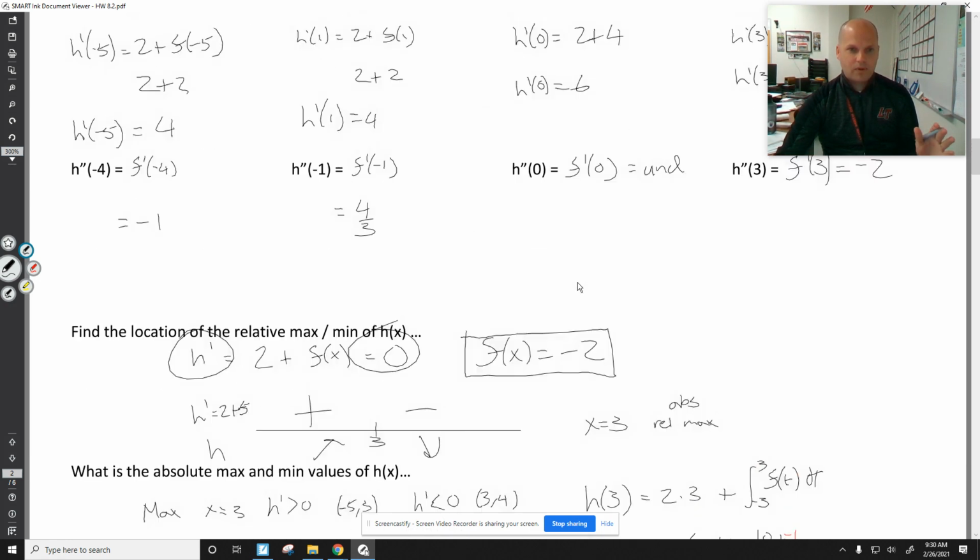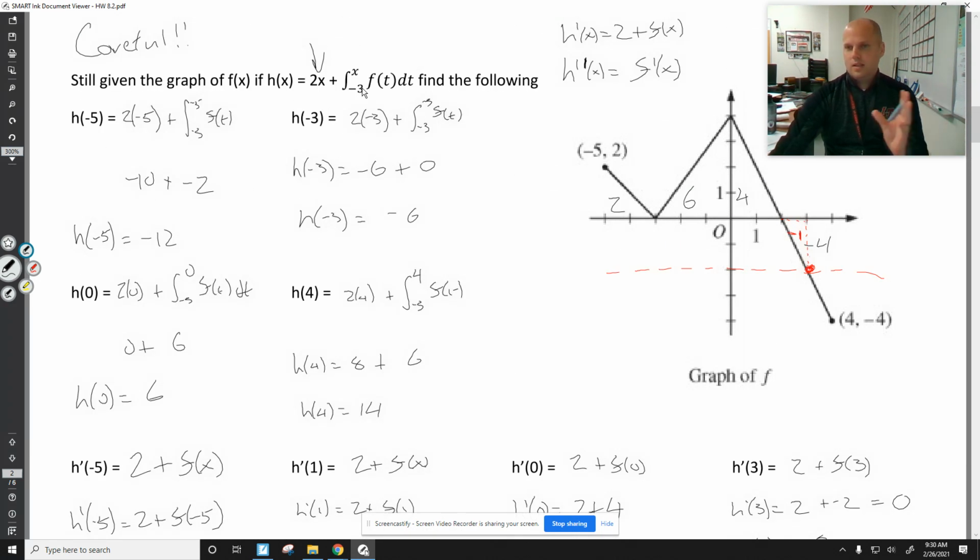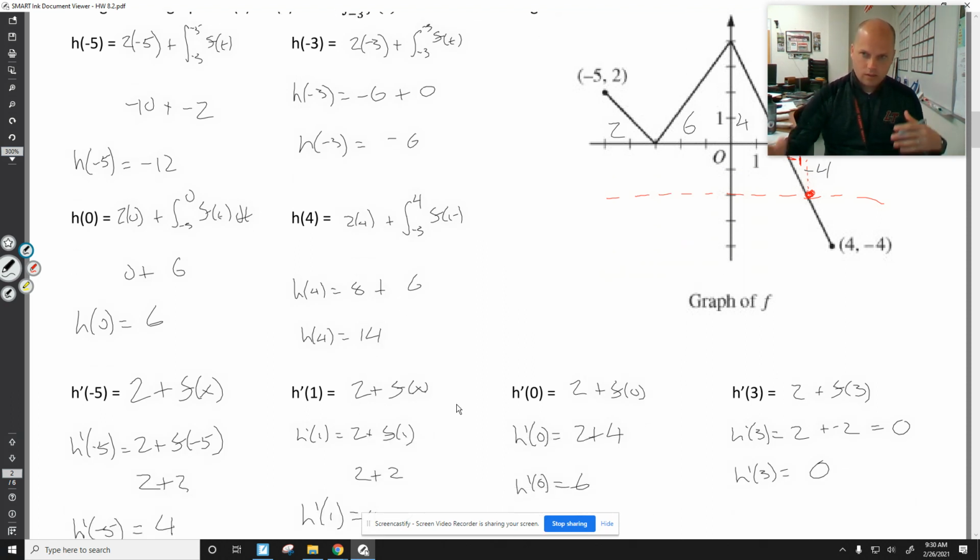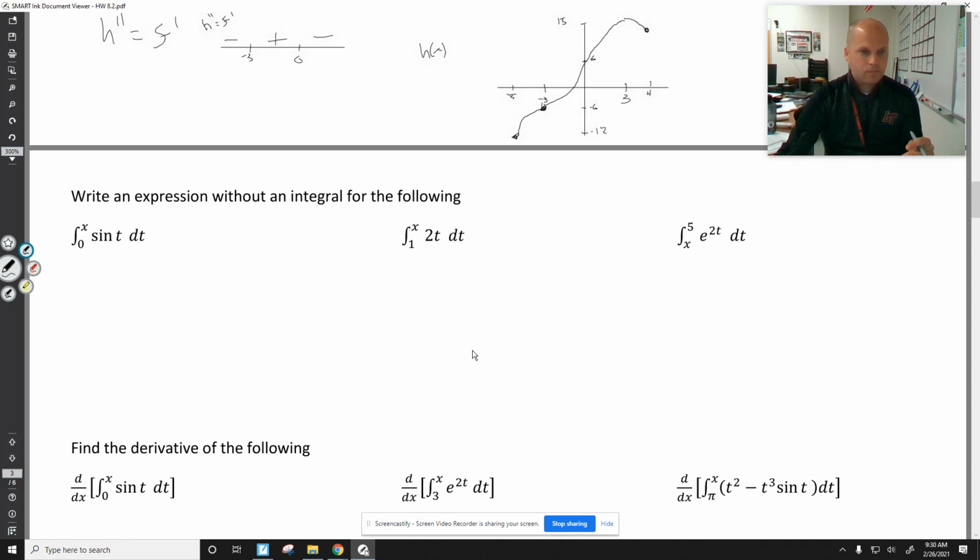This is a little bit more complicated because it's not just the area, it's 2x plus the area. But just go with it: I just have to do this and I'll get the answers. Okay? All right, write an expression without an integral for the following. So this is one of those things where we can't use a calculator. We go back to understanding that we could take the antiderivative and find the change in the antiderivative. That's like using our calculator to find the area under our derivative. If we can't use our calculator, we just have to take the antiderivative.